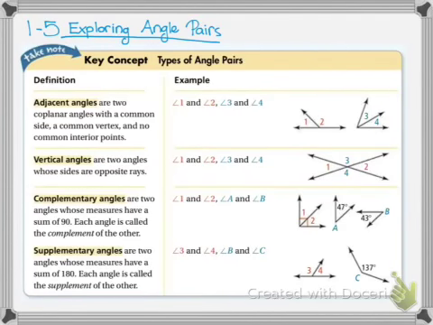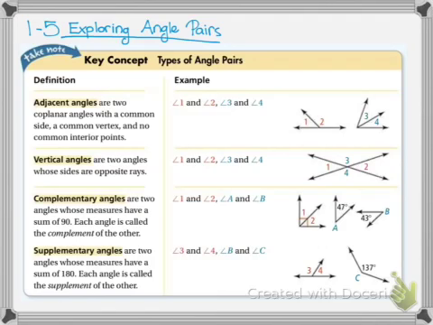For 1-5, we're going to be looking at angle pairs and some relationships that they have together. Four different types we're going to be looking at are adjacent angles, vertical, complementary, and supplementary. Adjacent angles are just two angles that share a side and a vertex.